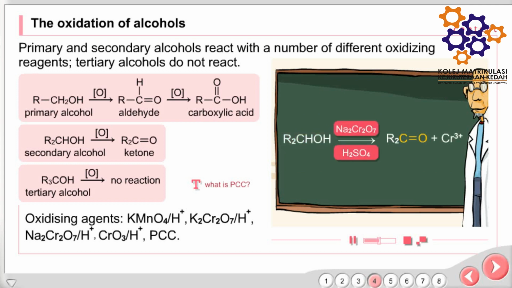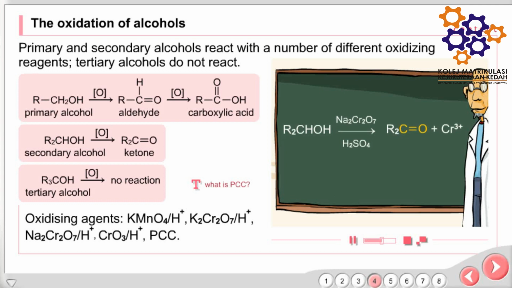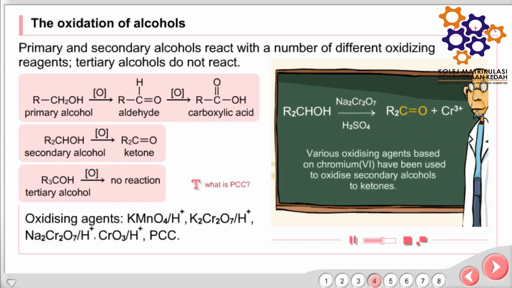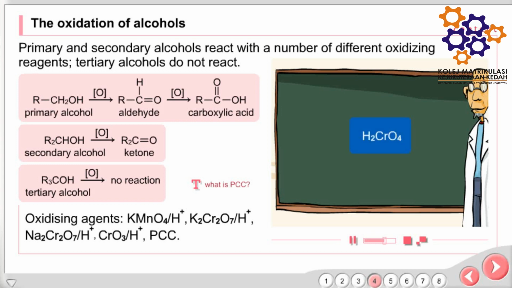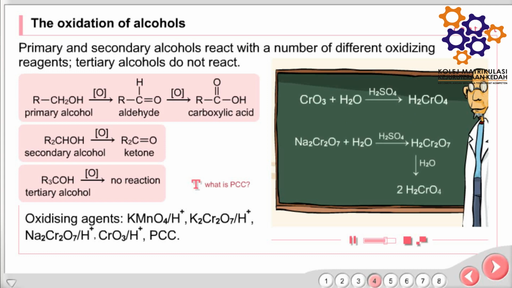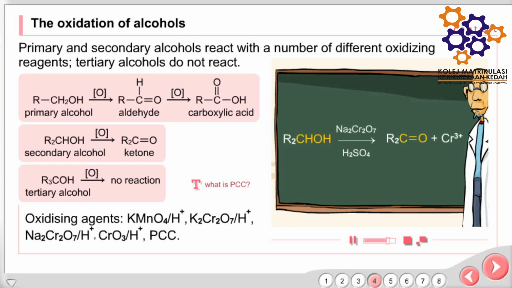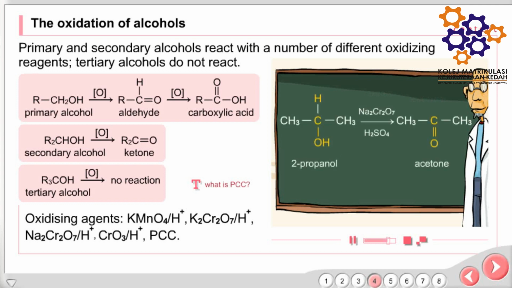Reacting a secondary alcohol with a strong oxidizing agent produces a ketone. The reaction usually stops at the ketone stage because further oxidation requires the breaking of carbon-carbon bonds. Various oxidizing agents based on chromium-6 have been used to oxidize secondary alcohols to ketones. The most commonly used reagent is chromic-6 acid. This acid is usually prepared by adding chromium trioxide or sodium dichromate to aqueous sulfuric acid. In general, some examples are shown on the screen.